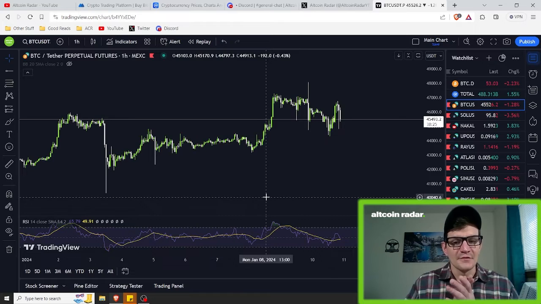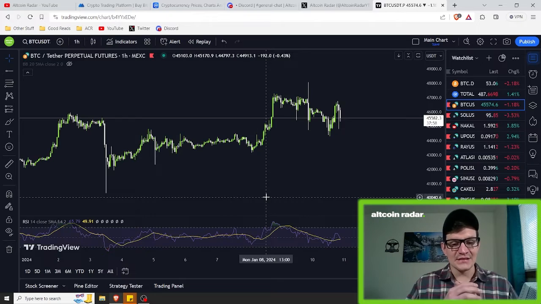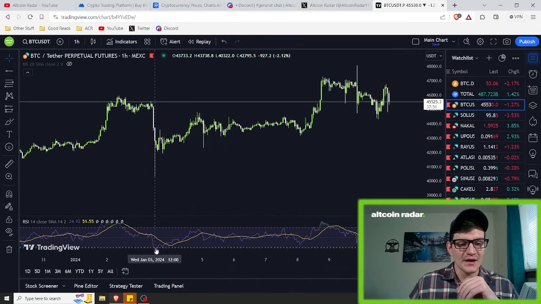All right, guys. So the first great way that you can use the RSI is by identifying potential trend reversals, okay? And you can do this by looking for divergence between the RSI and the price chart, okay? If the price is making new highs, but the RSI is not, it could signal that the trend is weakening, and the same goes for the opposite direction as well. If the price is making new lows, but the RSI is not, it may indicate a potential upward reversal, okay?